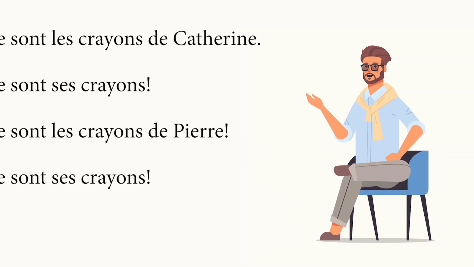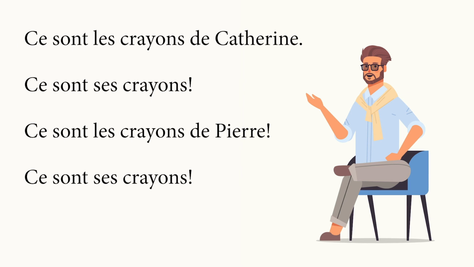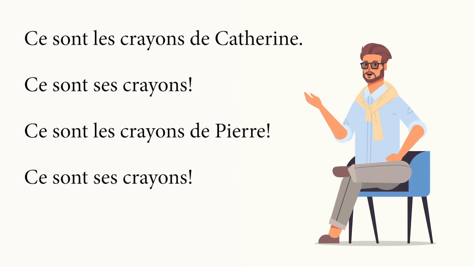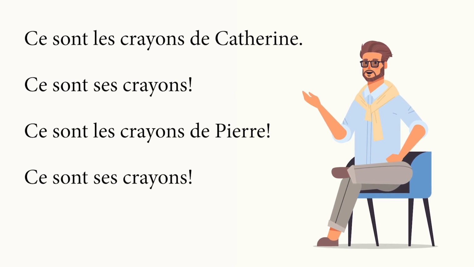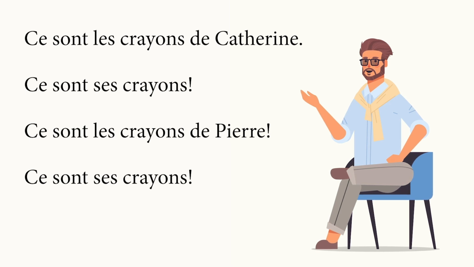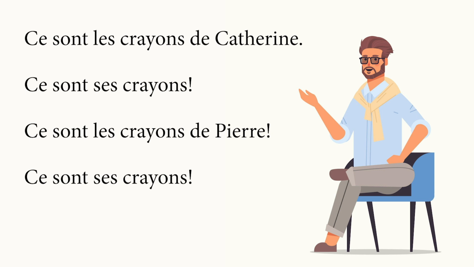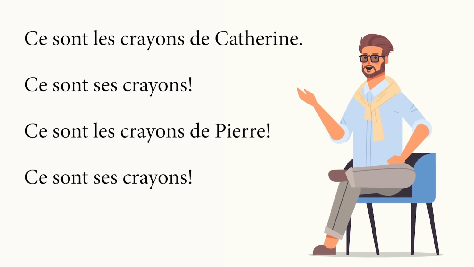And this particular example which I just told you, I will tell you again. Ce sont les crayons de Catherine. These are Catherine's pencils. These are her pencils. And ce sont les crayons de Pierre. Ce sont ses crayons. These are his pencils. So this his and her in English refers to the person who owns it and not to the object or the idea that they are qualifying.